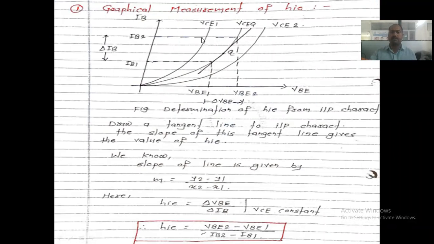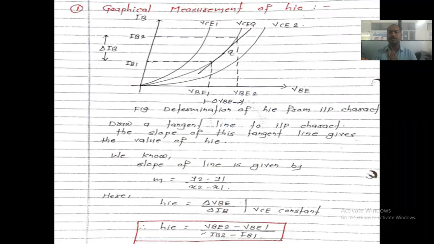Whatever we have to calculate, that is hap, hre, hoe, etc., those are also calculated with respect to a particular parameter, which is nothing but an h parameter, right? So this h parameter we also have to calculate graphically. The graphical measurement of the particular thing indicates hi.